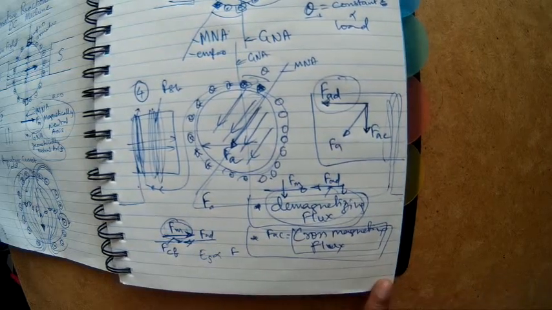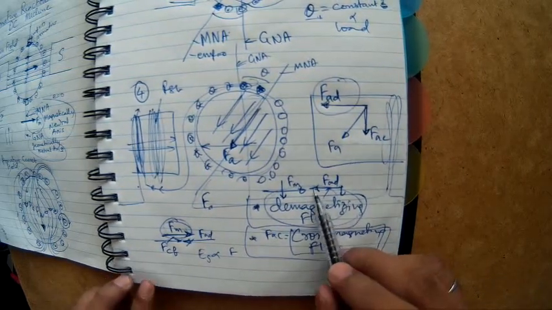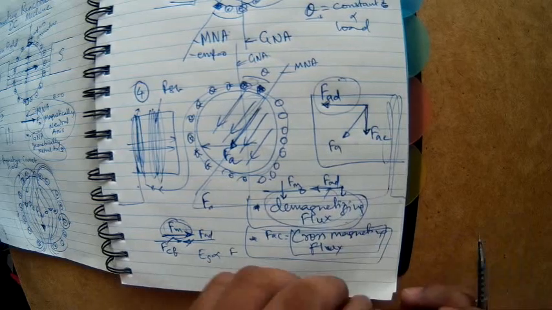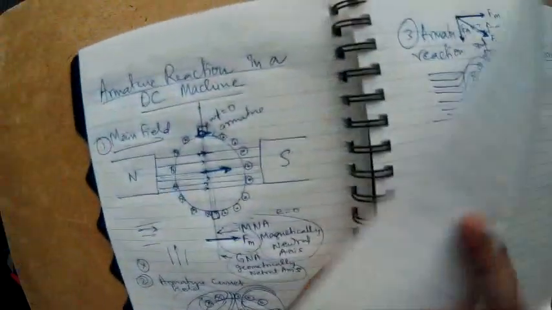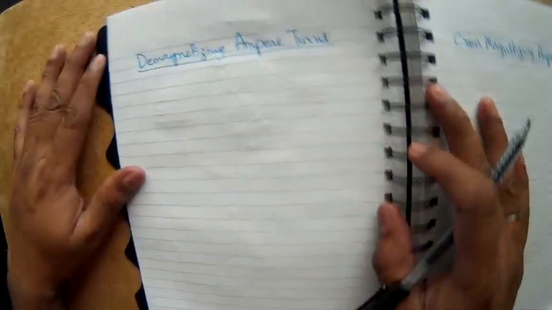Now we will try to calculate in this video how much are the demagnetizing ampere turns and how much are the cross magnetizing ampere turns. So let's do that here. It is fairly easy actually.